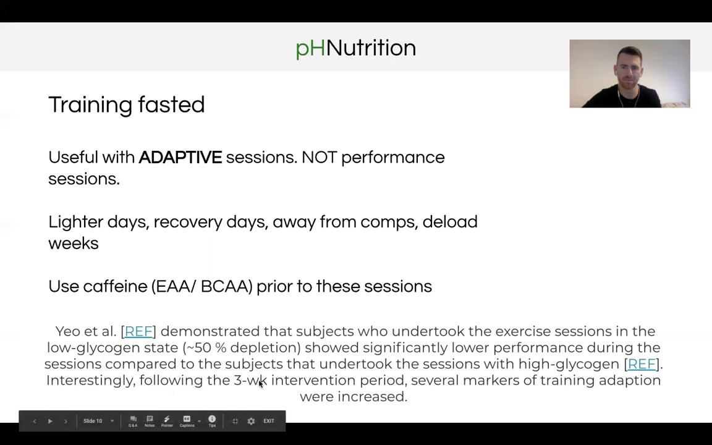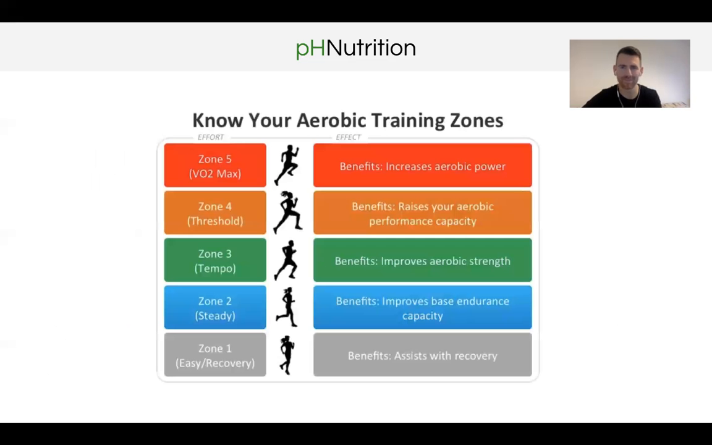But after 3 weeks, several markers of training adaptation were increased in the guys that trained in a low glycogen state. So you've got to play the long game with training fasted, okay? It's a really great thing to do if you do it correctly, if you do it consistently. So don't worry if rowing at 1200 calories per hour, or whatever it is, 1200 meters, feels like you're pulling a truck. For the first few times, it will get easier, it will get better, but you've got to be thinking this is going to be something that's going to help me in the long run. Okay, there's links to that if you want to talk about it.